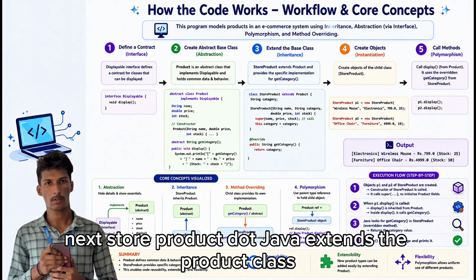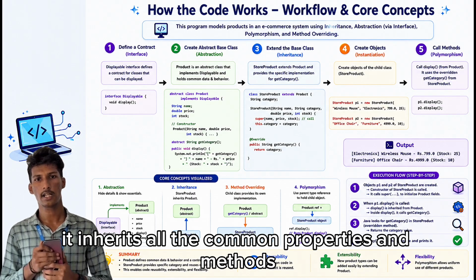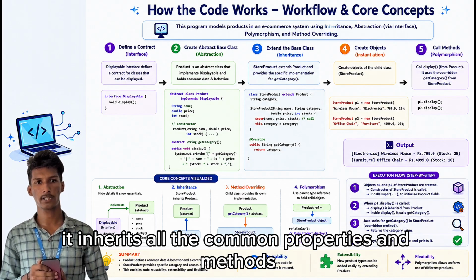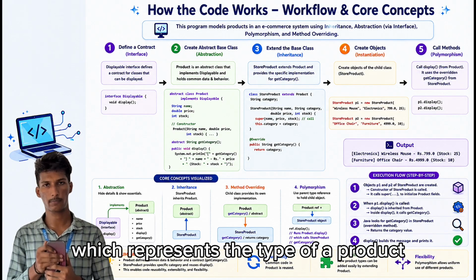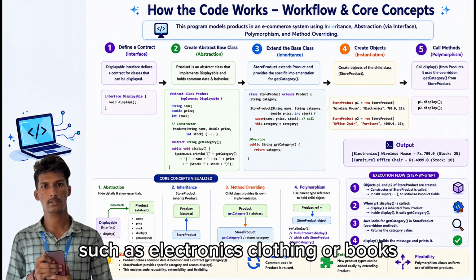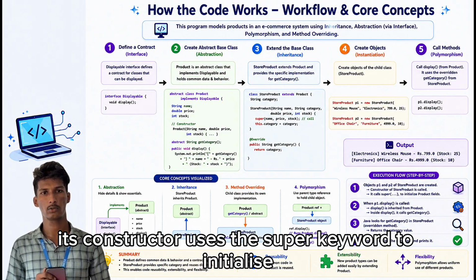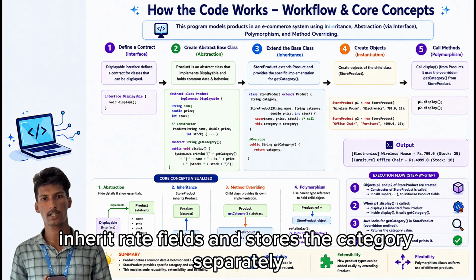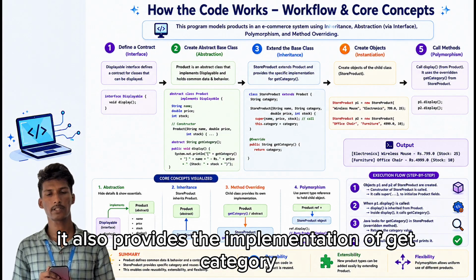Next, StoreProduct.java extends the Product class. This means it inherits all the common properties and methods from Product. StoreProduct adds an extra field called category, which represents the type of product, such as electronics, clothing, or books. Its constructor uses the super keyword to initialize inherited fields and stores the category separately. It also provides the implementation of getCategory.